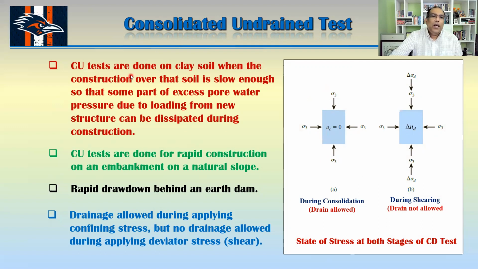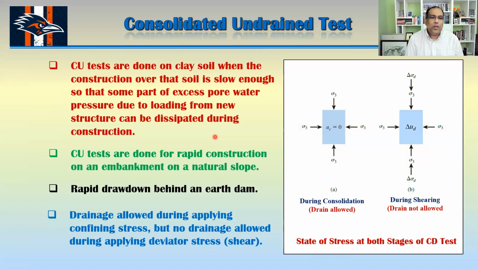Now, when we do the CU test in a practical situation, CU tests are done on clay soil when the construction over the soil is slow enough so that some part of the excess pore water pressure due to loading from the new structure can be dissipated during the construction. Okay. So for the first one, the CD test, all the pore water pressure will be gone, meaning 100% consolidation occurred. For the CU test, a significant amount of consolidation occurred during the first phase, the consolidation.